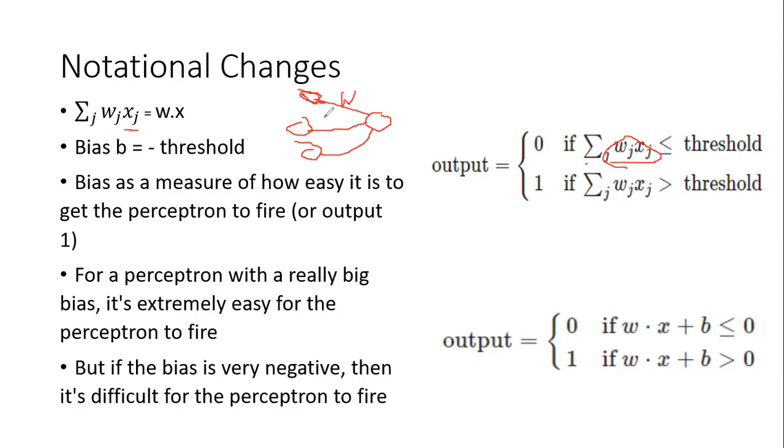So I multiply each activation of the previous layer by the weight of this edge, plus activation multiplied by the weight of this edge, plus activation of this multiplied by the weight of this edge. I write all of these things as this. Please get comfortable with the notation, otherwise you're going to face problems later on.